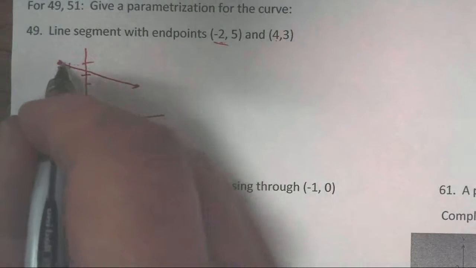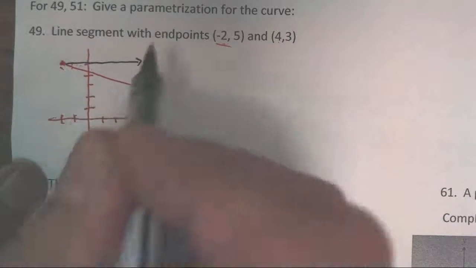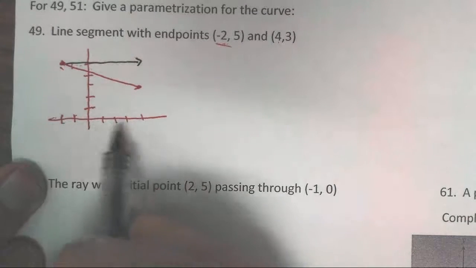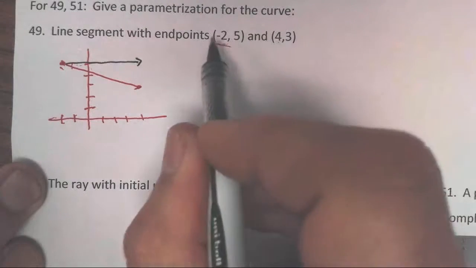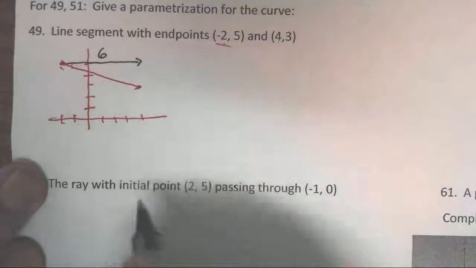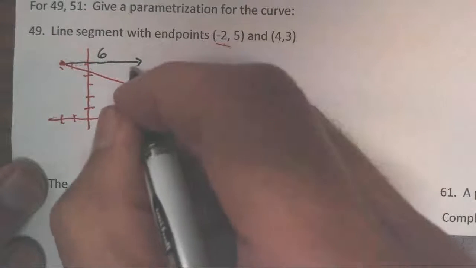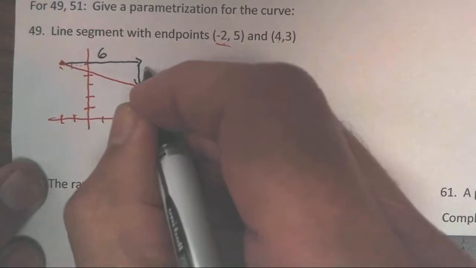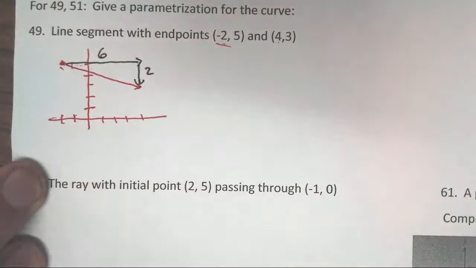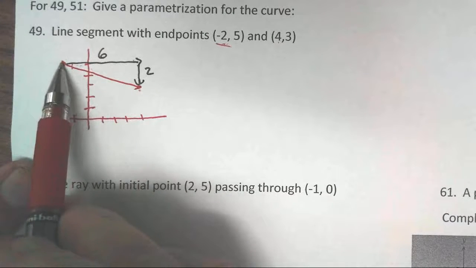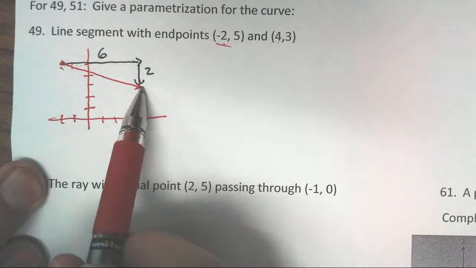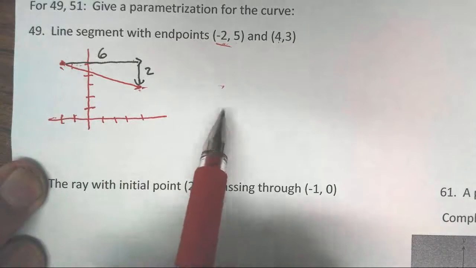So how far over do I go? I go over 6, the difference from -2 to 4, or 4 minus -2. I go down from 5 to 3. So down 2. So I'm going to treat this as though I was going to do all of this in just those 2 steps. Over 6, down 2. So every time I move now, I'm going to go over 6, down 2. From here, if I continued, I'd go over 6, down 2.